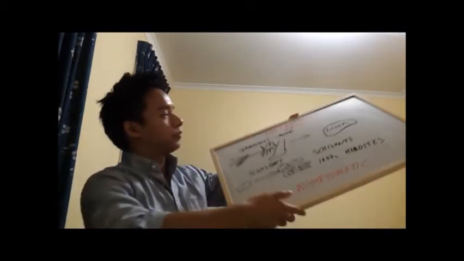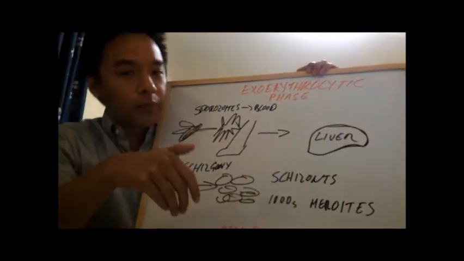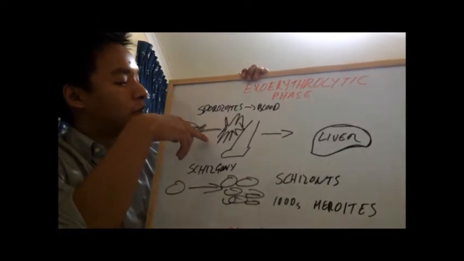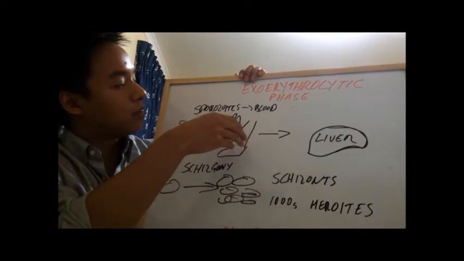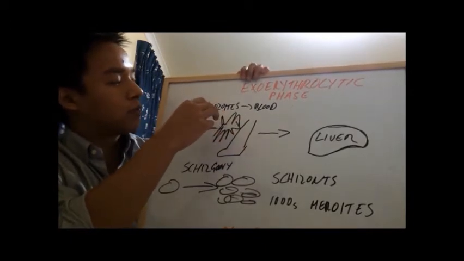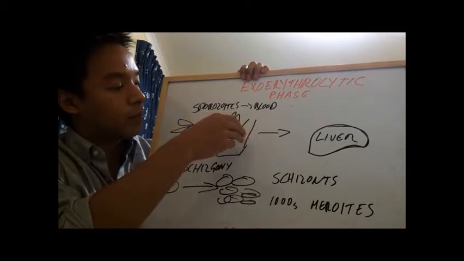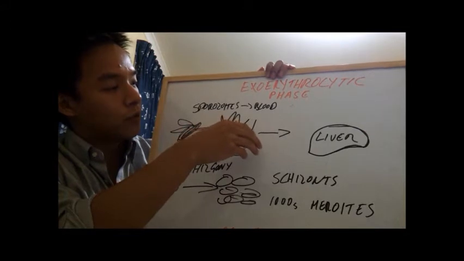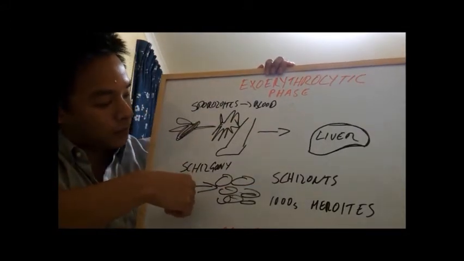So, firstly, in our pre-erythrocytic phase, as you can see in my whiteboard, an infected female Anopheles mosquito will bite its host, so a person. It will then transfer sporozoites from its saliva into the bloodstream of the person. In the bloodstream, the sporozoites will move towards the liver where they infect hepatic cells.